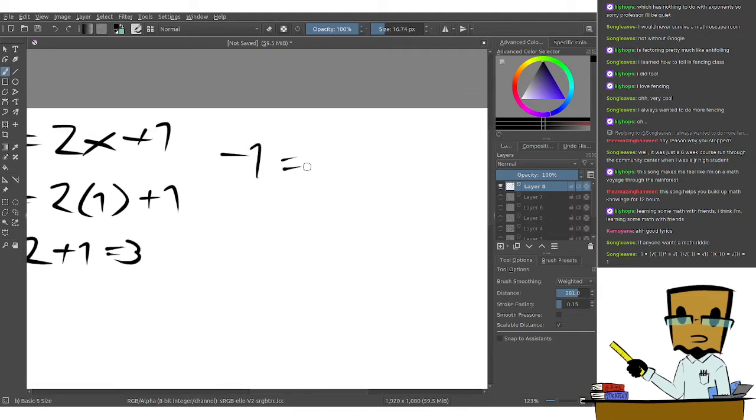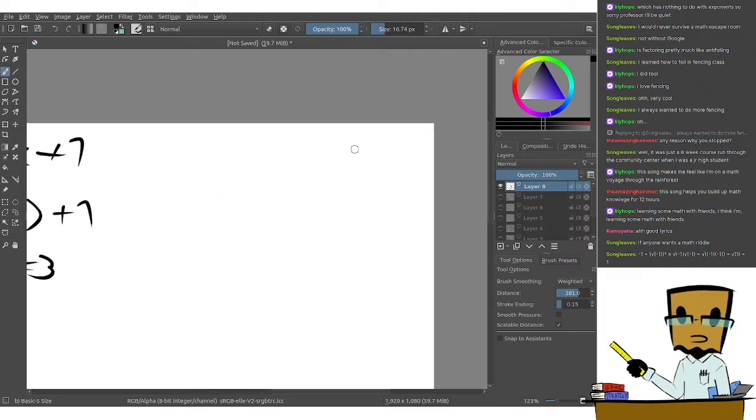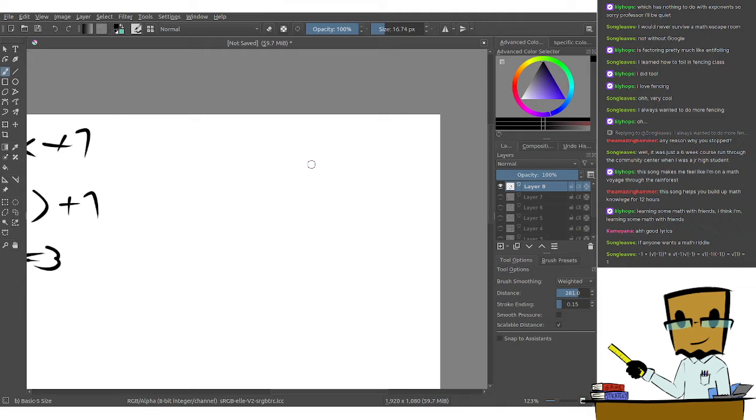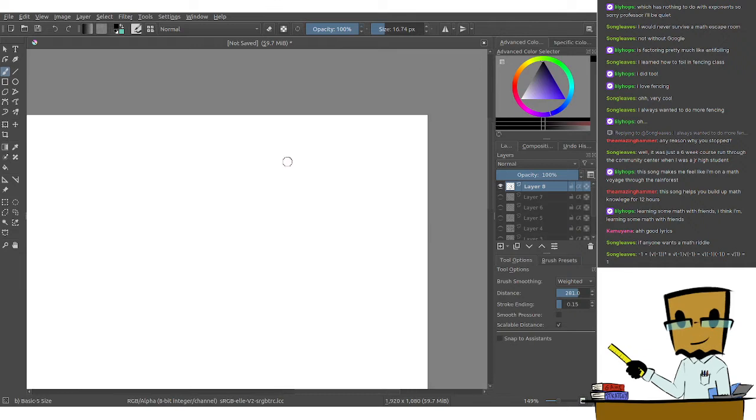Negative 1 equals... what have you done? You messed something up. The square root of negative 1 is imaginary. Yeah, I see what you're doing. Let's skip ahead just a little bit. We did talk about square roots, so we might as well delve into this.